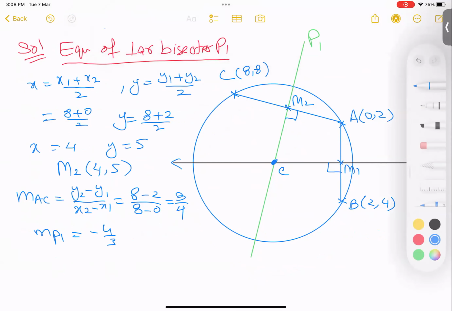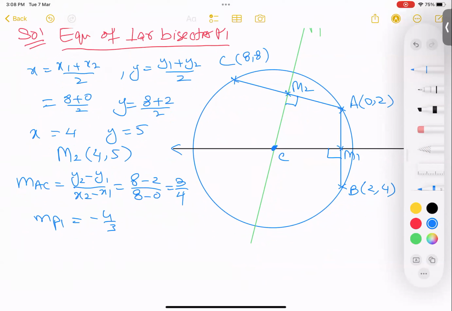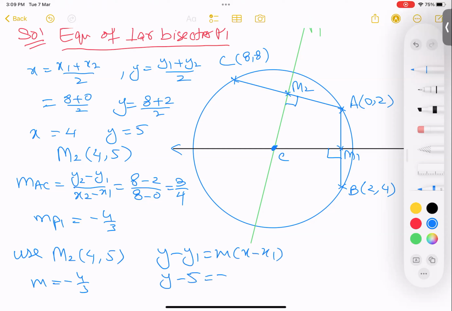And I'm going to find the equation of the bisector now. Make sure I will not use A, B or C, I will use M2, because M2 lies on the green line. So use M2, which is (4, 5), and use gradient minus 4 over 3. The formula is y minus y1 equals m times (x minus x1), where y1 is 5, m is minus 4 over 3 and x1 is 4.